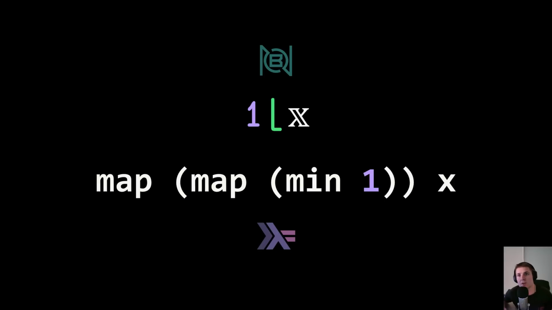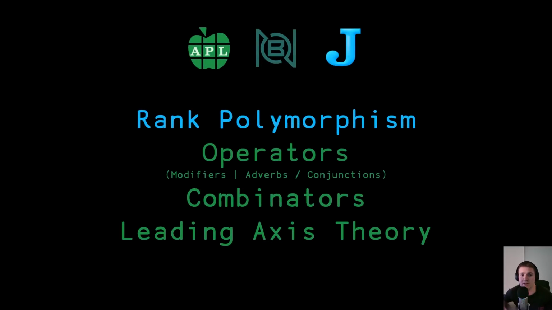And it's one of the reasons that if you're dealing with a problem that makes use of higher ranked arrays or matrices, array languages are super, super powerful. So that covers rank polymorphism. Moving on to the second thing that I think is amazing about array languages: operators.